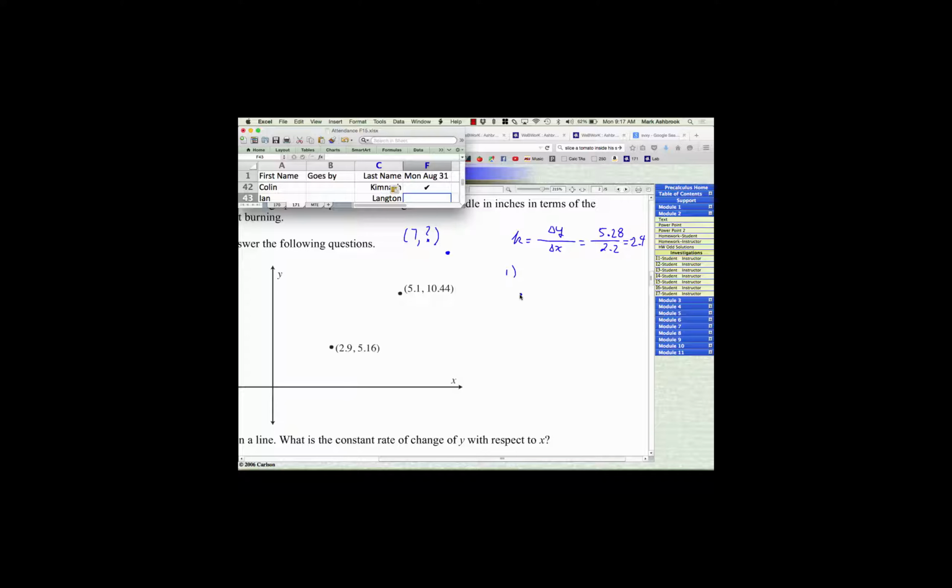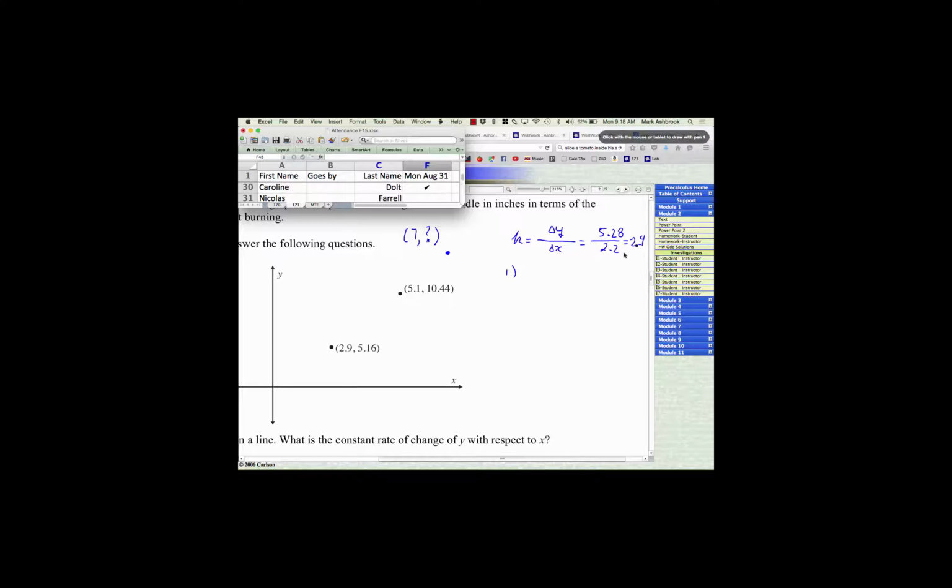I solved for y, which I did y minus 10.44 over 7 minus 5.1 equals 2.4. Okay, so you're taking a different approach. That's fine. But in terms of the process that we learned, where's Zhao? Did you get this? Using the process, what'd you do first? I got 2 for y. Okay, but I want to know, what did you do?